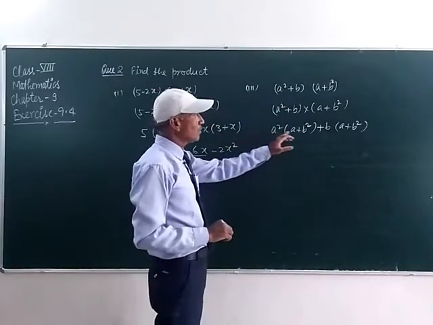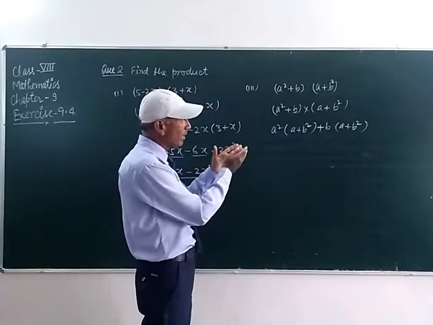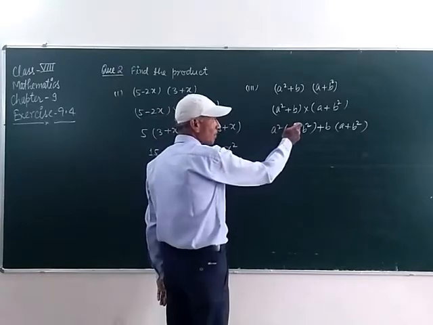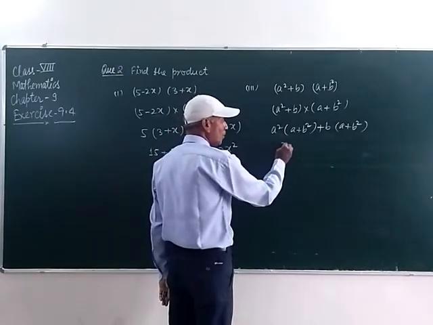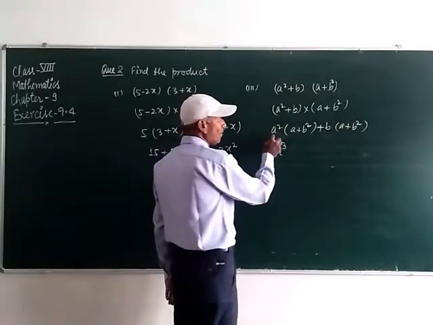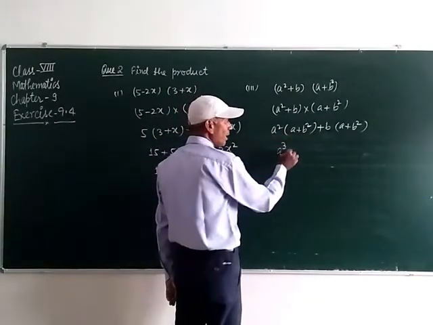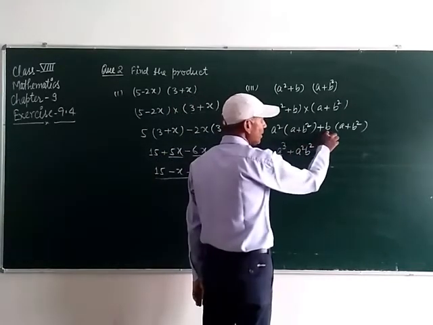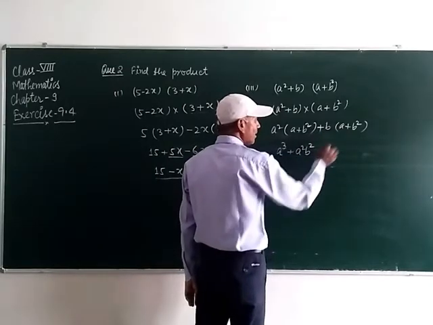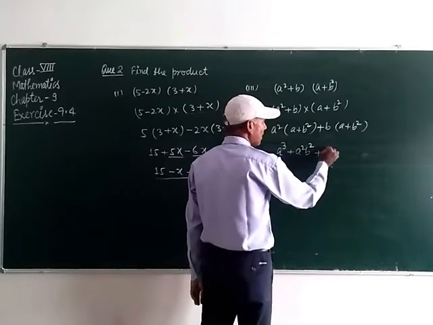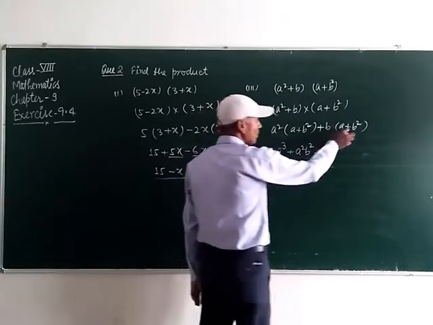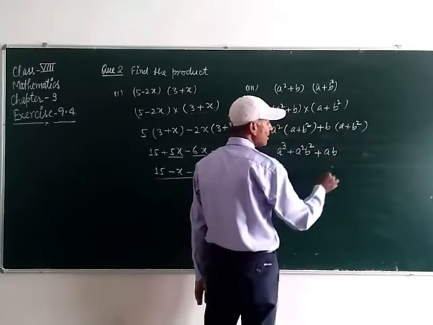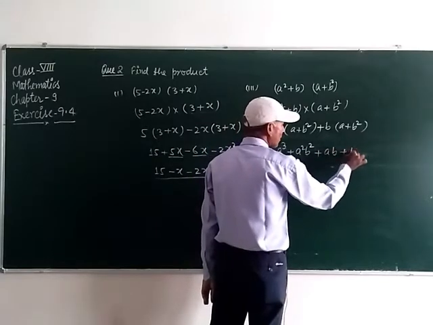Now multiply this a square with a, it will be a square and a. When we multiply this, student, powers will be added. This one power 1 and power 2. So it will be a to the power 3. And after multiplying this a square with b square, it will be plus a square b square. And this one b multiplied by a, this one will be plus ab, and this plus b and this one plus b square multiplied this, so it will be plus b cube or b to the power 3.